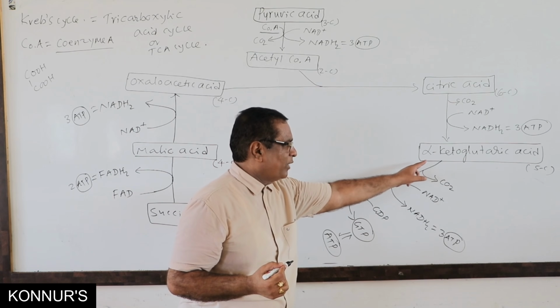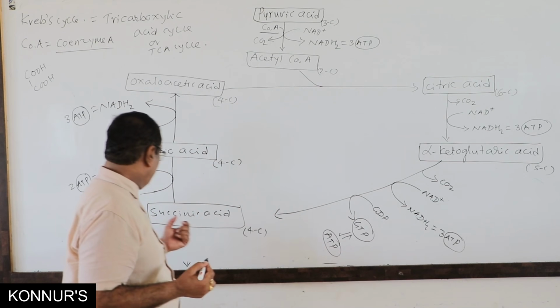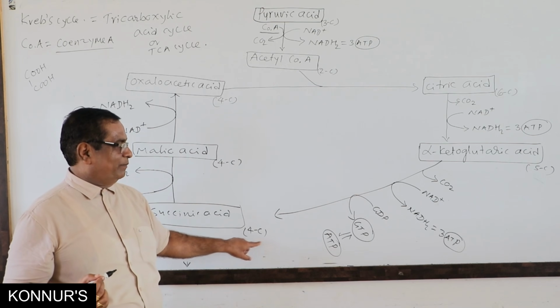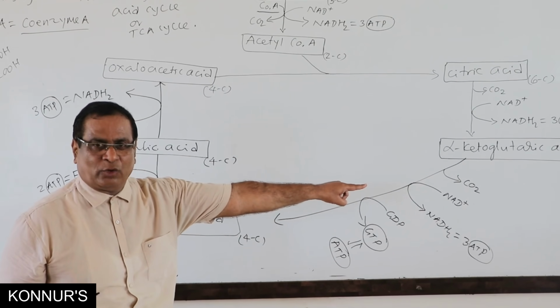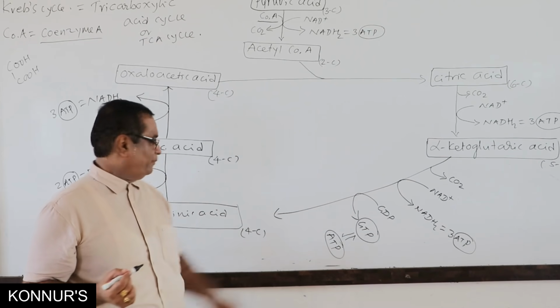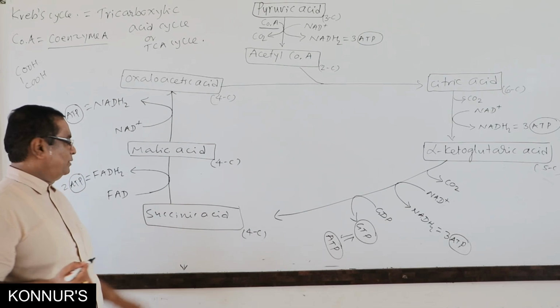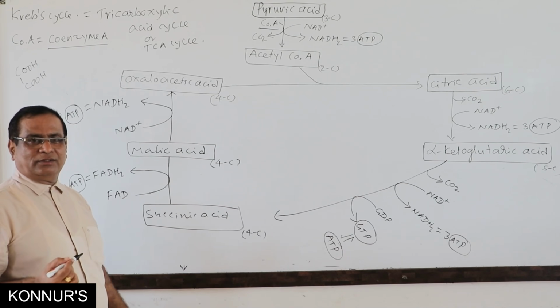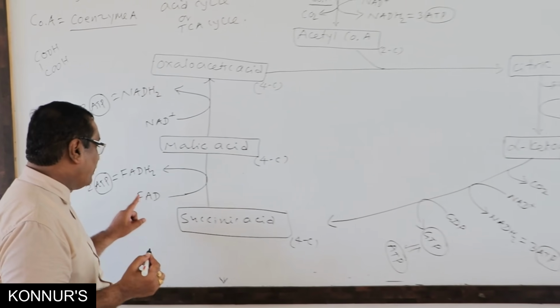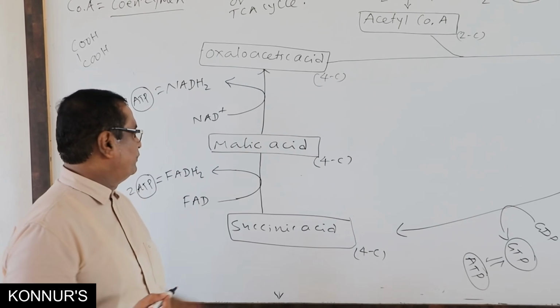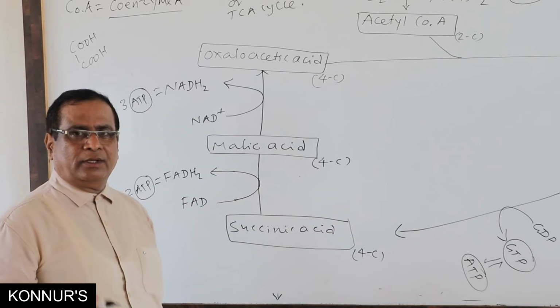And now this alpha ketoglutaric acid becomes succinic acid. It is having 4 carbons because 1 carbon is lost in the form of CO2. And now this succinic acid undergoes dehydrogenation. That hydrogen is received by FAD and FAD becomes FADH2, and it becomes malic acid.